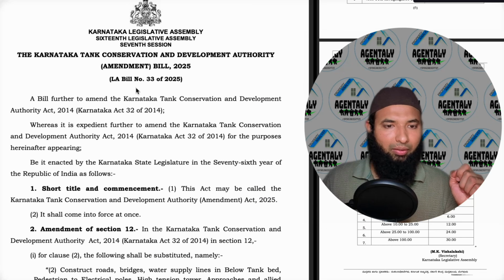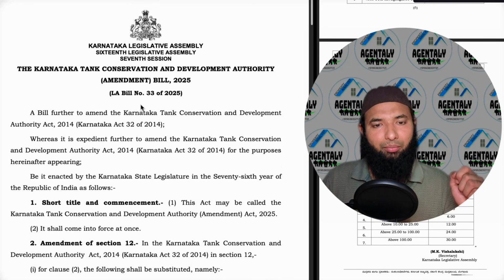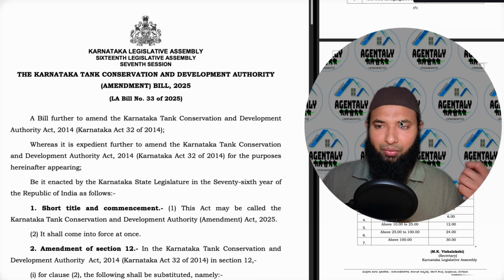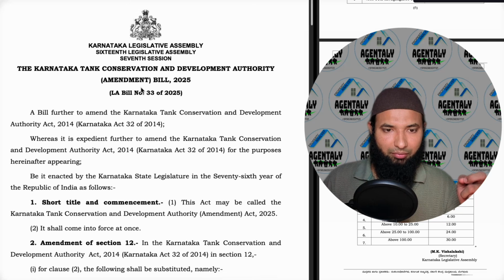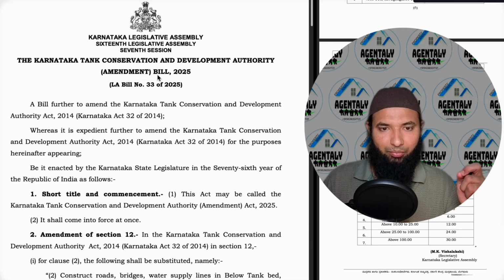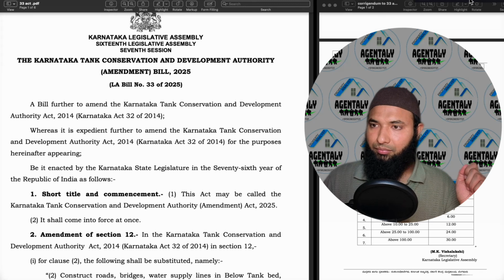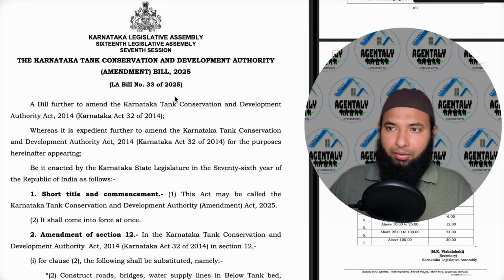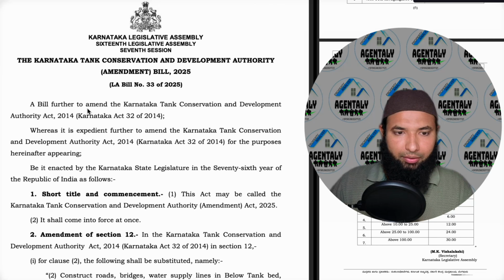So that means this is already in the picture, I guess. It has already become an Act, from what I understand, because they are referring to it in the corrigendum. I don't know whether this is an Act or an amendment. When we see here, it is written as Amendment Bill only. So maybe this is an amendment. Further, let us read the bill: to amend the Karnataka Tank Conservation and Development Authority Act 2014, 32 of 2014.